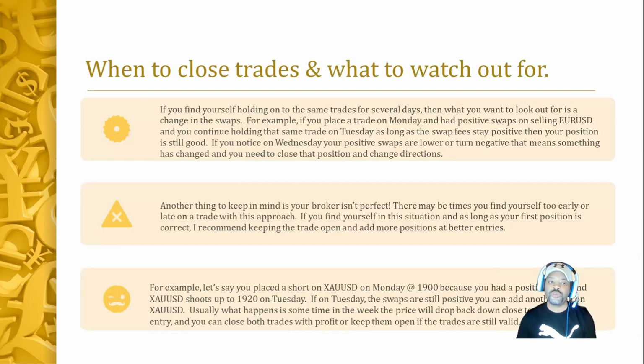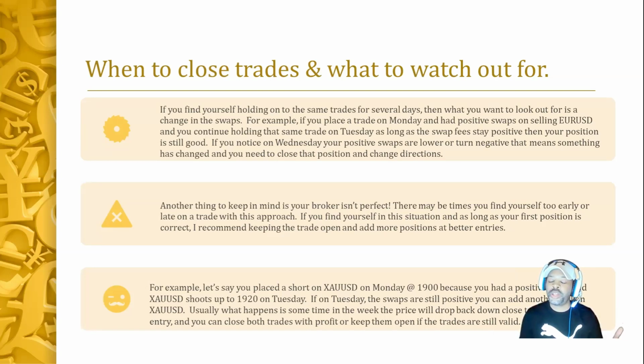When to close trades and what to watch out for. So if you find yourself holding on to the same trades for several days, then what you want to look out for is a change in the swaps. For example, if you place a trade on Monday and had positive swaps on selling Euro US dollar, and you continue holding on that same trade on Tuesday, as long as the swap fees stay positive, then your position is still good. If you notice on Wednesday your positive swaps are lower or turn negative, that means something has changed and you need to close that position and change directions.